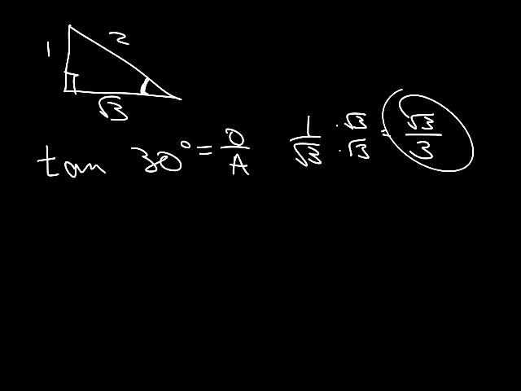Don't punch it in your calculator and give me the square root of 3 over 3 in decimal form of 0.5774. That is not the exact value. So when they ask for exact value, they want fractions and they want radicals in the answer.